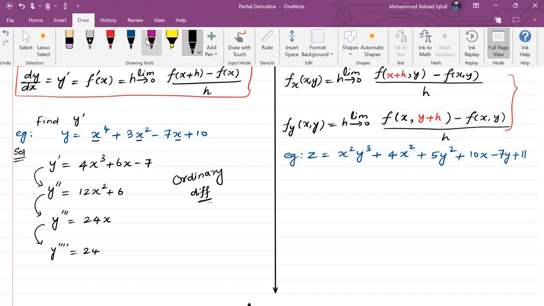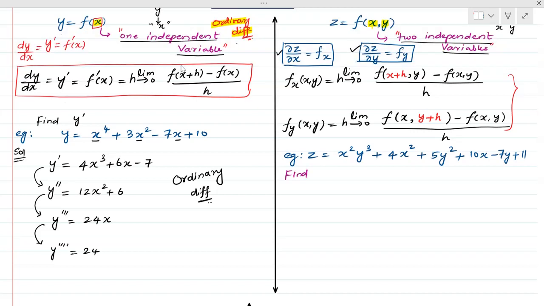Now let us go with the partial derivative. So if you see this example, find fx. The z is a function of x and y, so we have to use the partial derivative. What are the things we will calculate here? Dou z over dou x and dou z over dou y. So we have to calculate these two things.